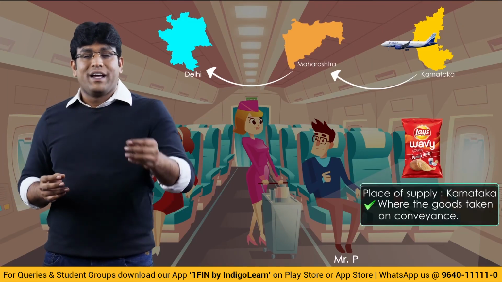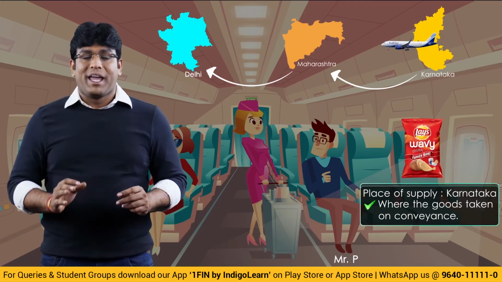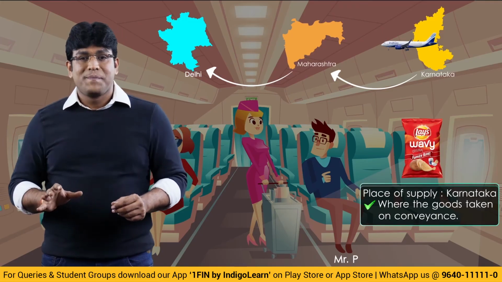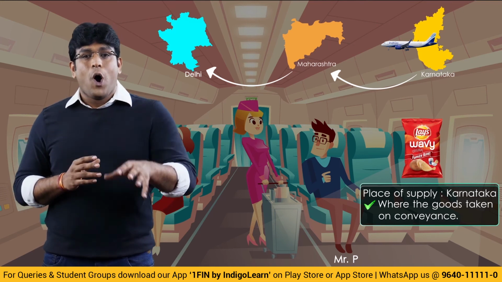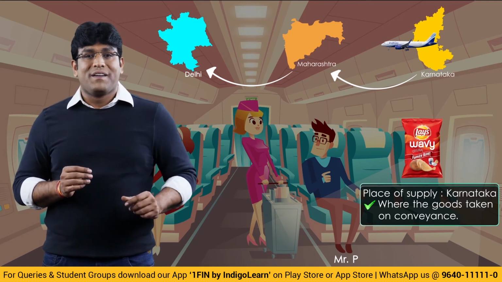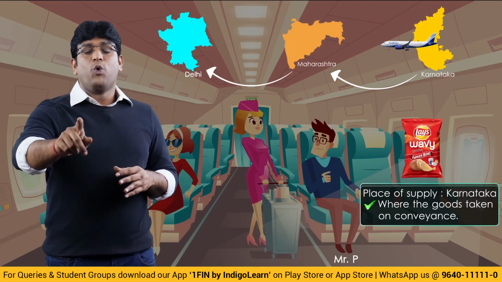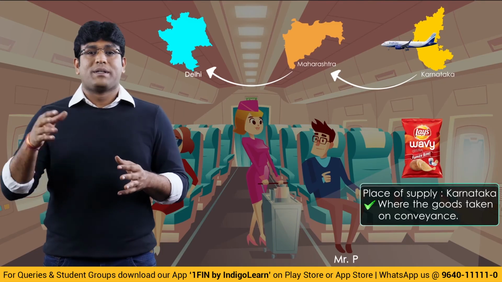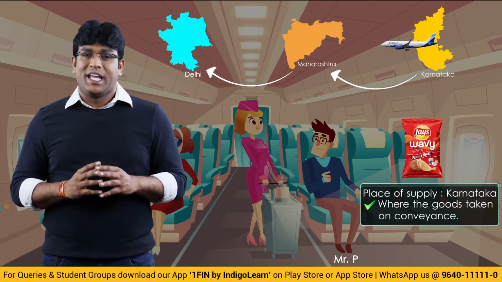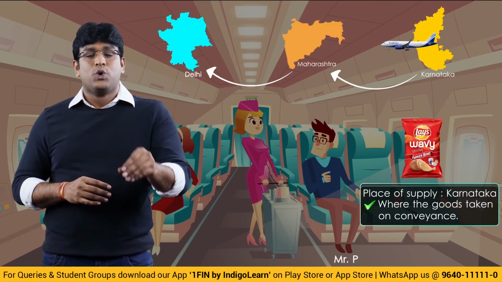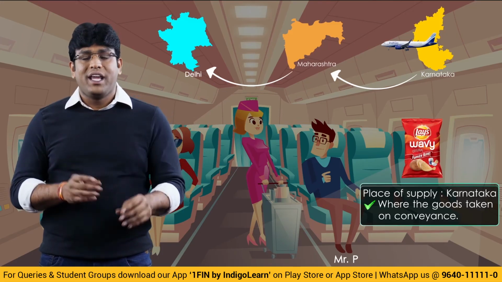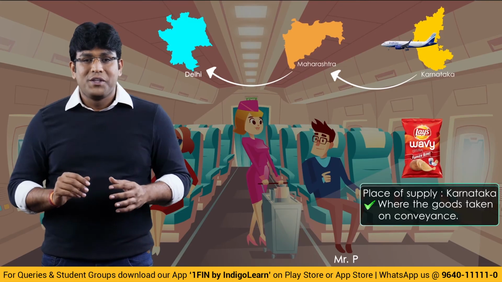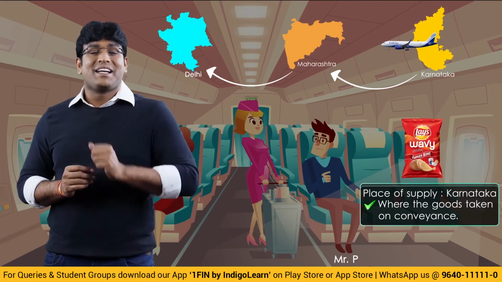So friends, 10.1e talks about place of supply with respect to goods supplied on board a conveyance, and the place of supply will be the place where goods are taken on board. In my example, a flight is going from Karnataka to Maharashtra to Delhi. Even though he has procured the goods during the Maharashtra to Delhi journey, the goods were taken on the conveyance in Karnataka itself. So place of supply will become Karnataka only.